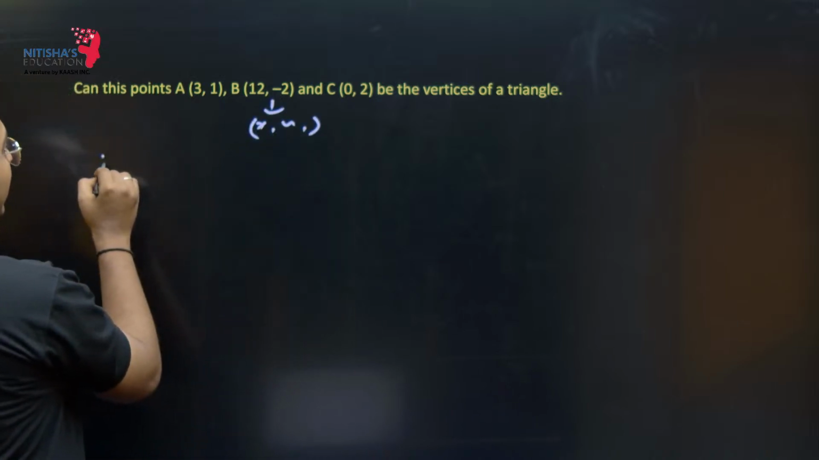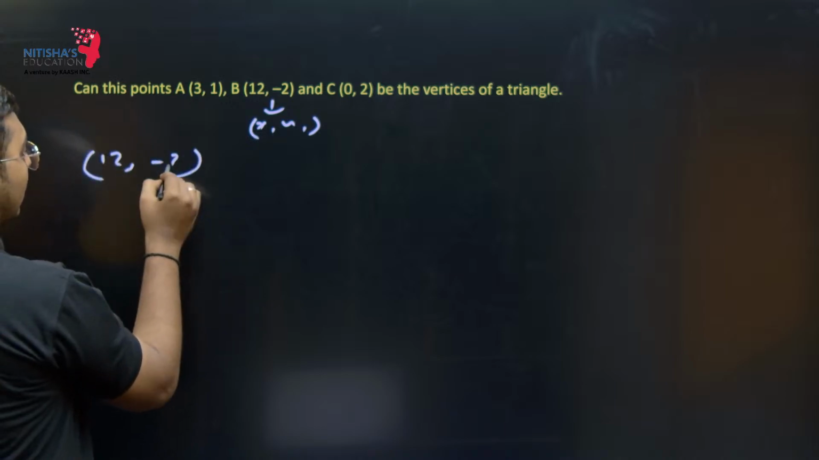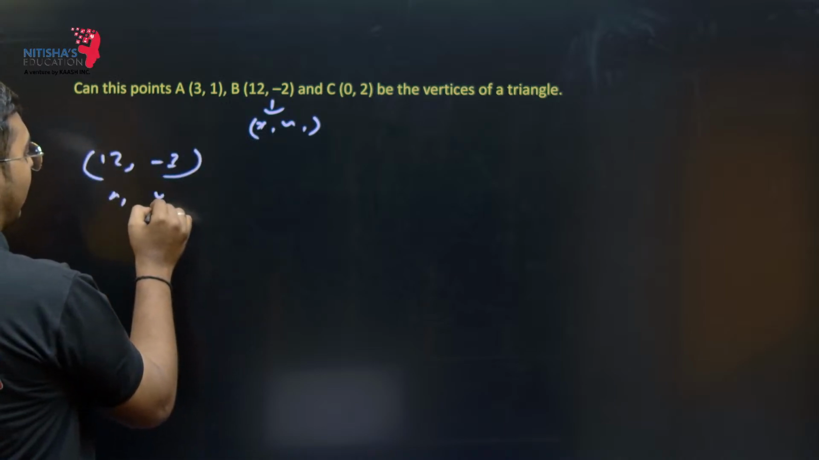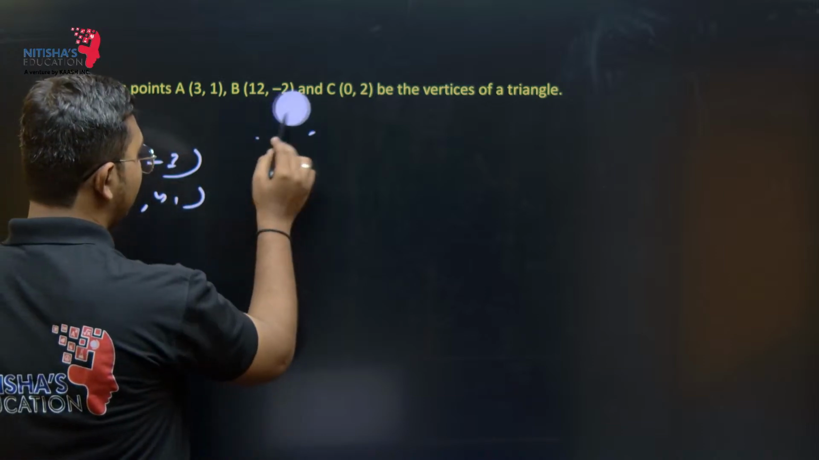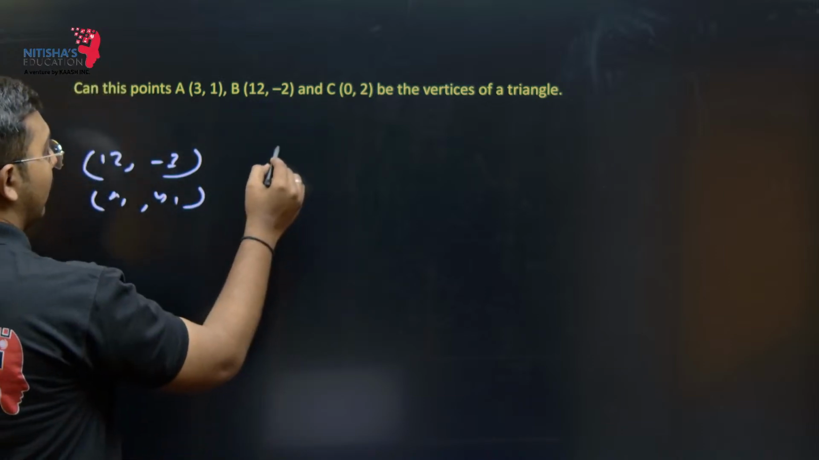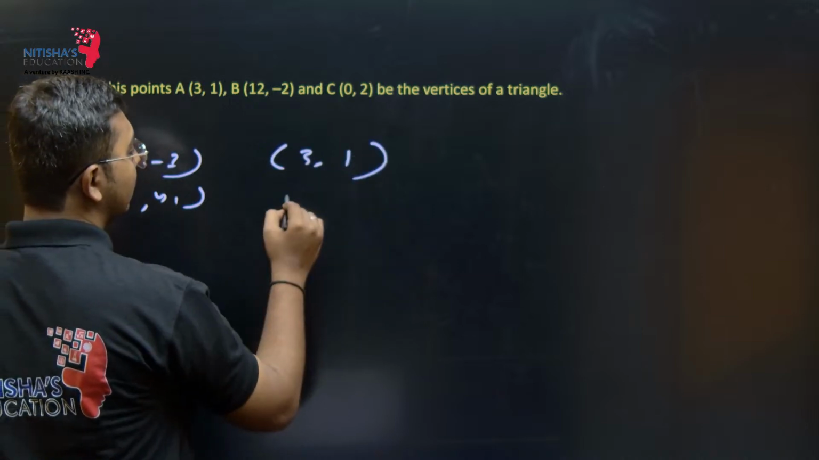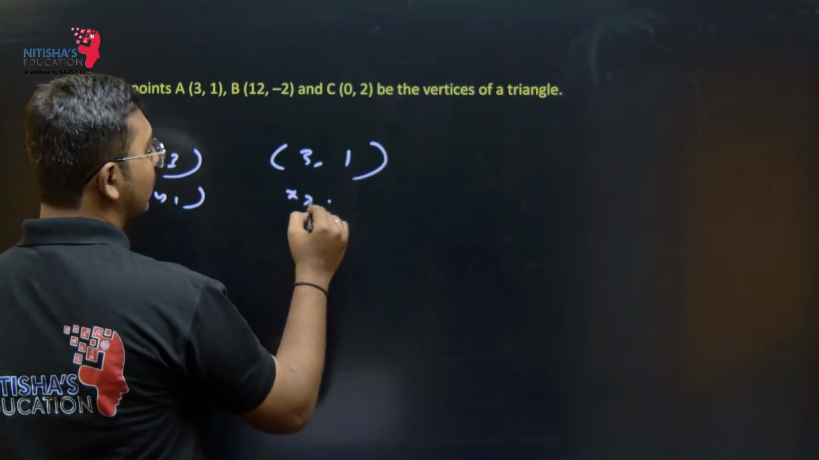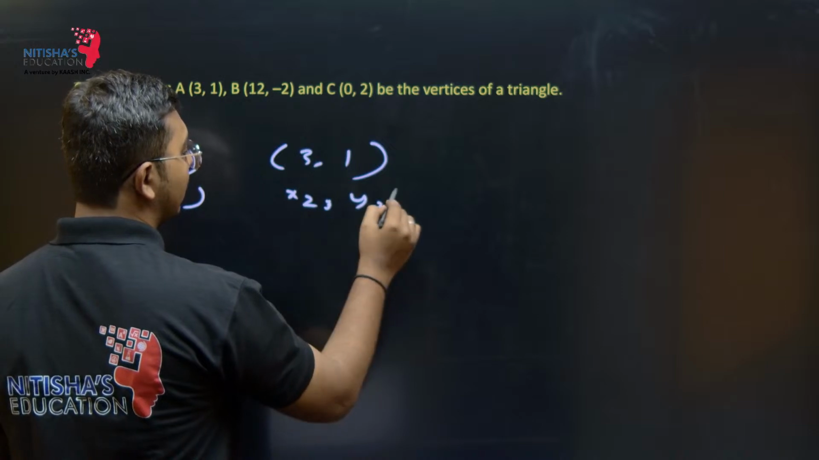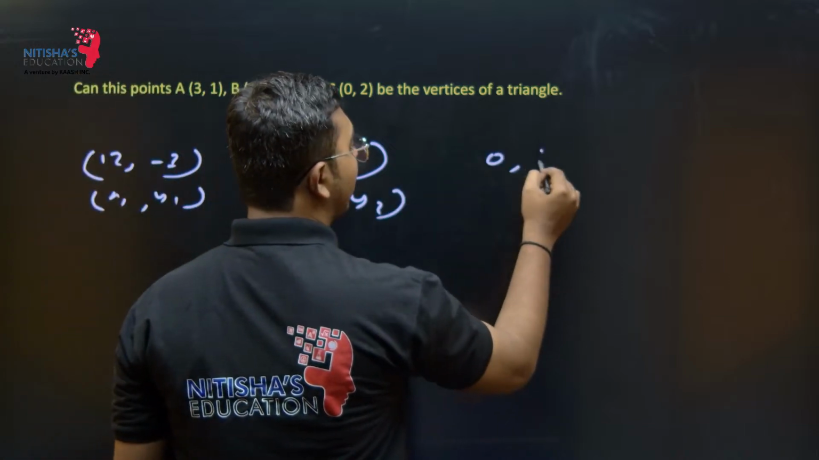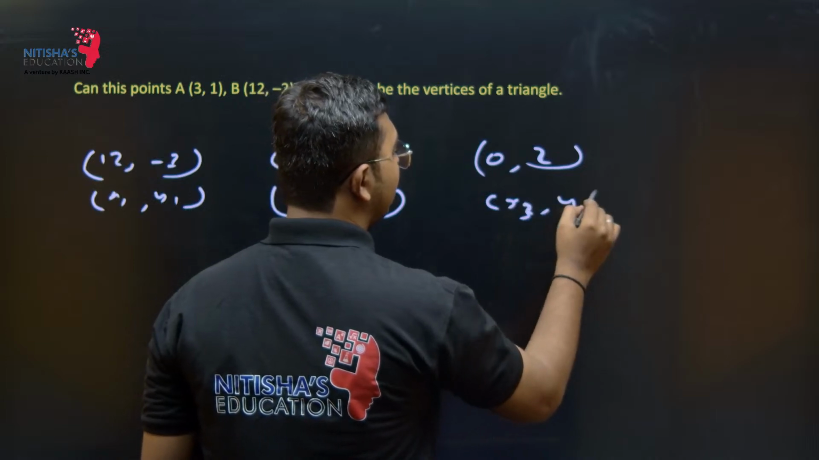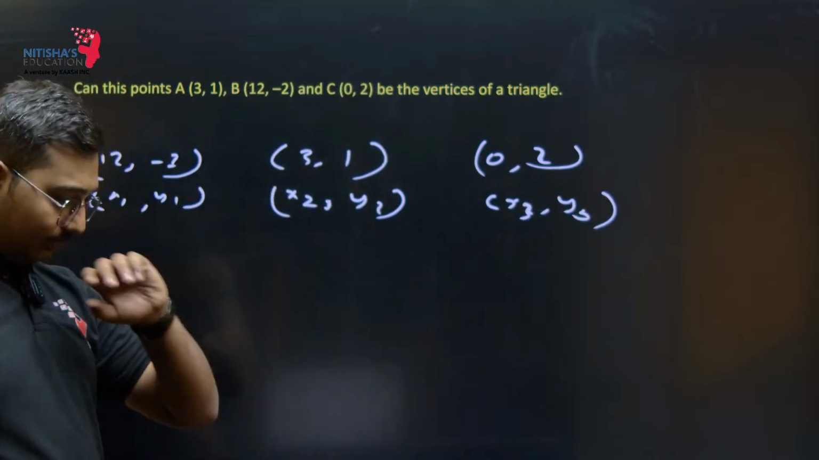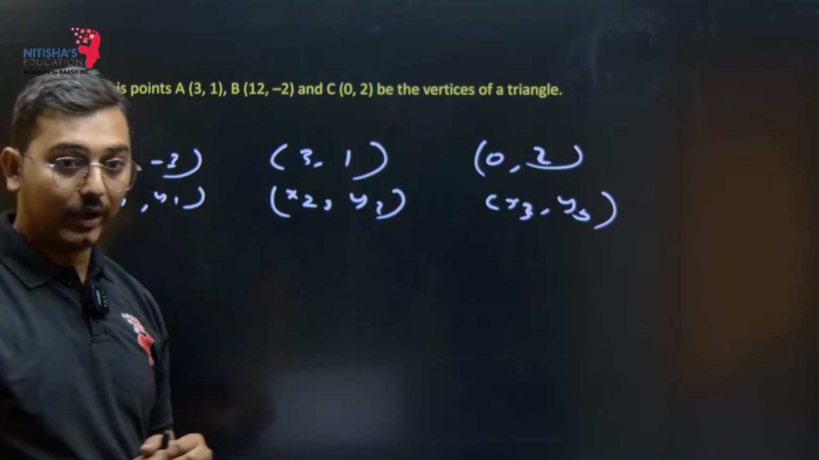So write it over here as 12 comma minus 2, x1 and y1. Three comma 1, x2 y2. 0 comma 2, x3 and y3. These are the 3 points.